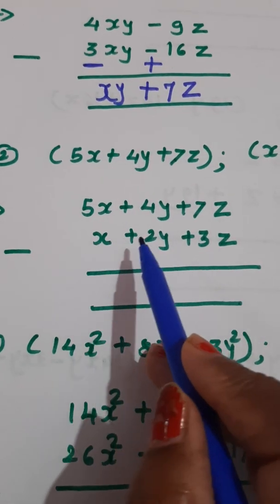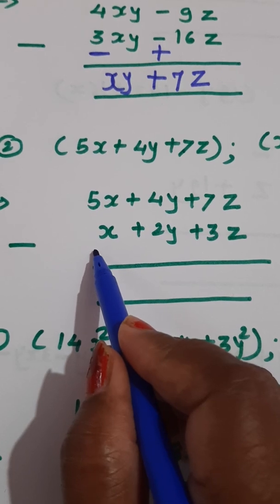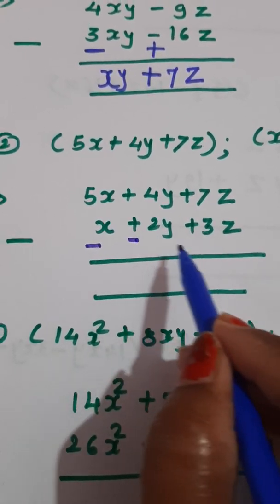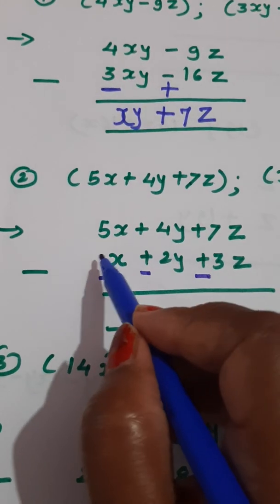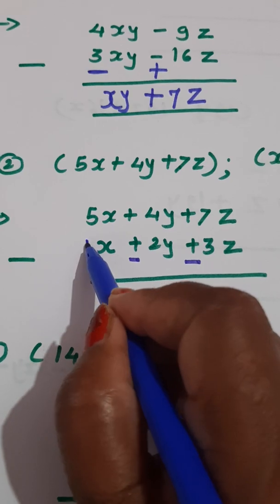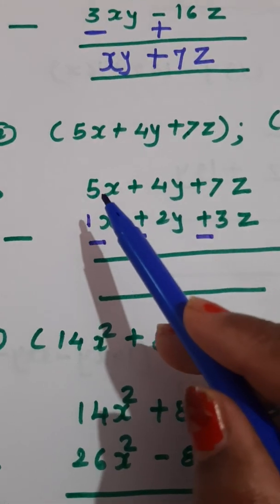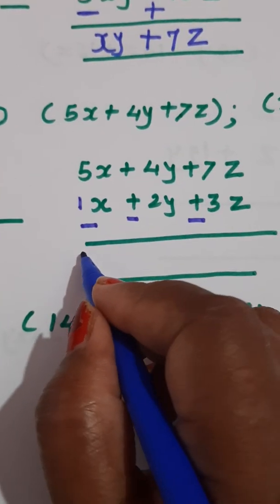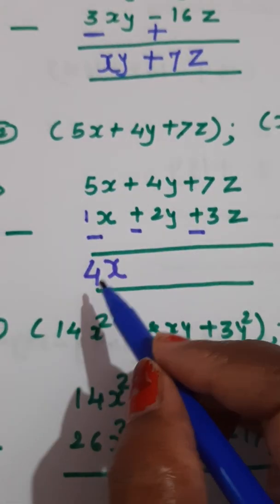Here all these three terms are positive. So these all turn into negative terms. Negative, here also negative, and here also negative. Here coefficient is not there. When coefficient is not there means 1 is there. So now it's very simple. 5x minus 1x. What remains? 4x. Here big number is 5. So positive 4x.